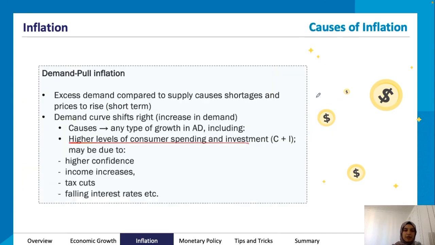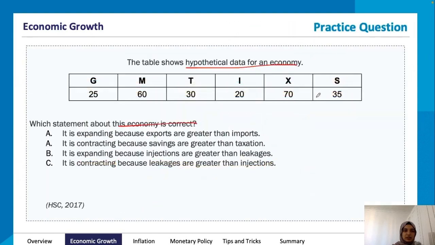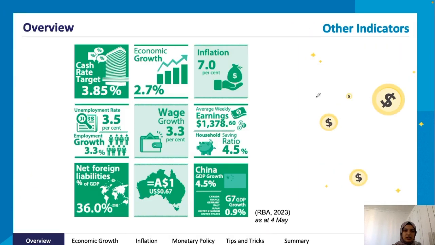That's why, if we go right back to the start of the lecture, here, it's so important, right? You may be thinking, why does this even matter? Why does the household saving ratio matter? This is why. Because we want to analyze how they're spending, how they're saving, how much they're saving versus how much they're spending.